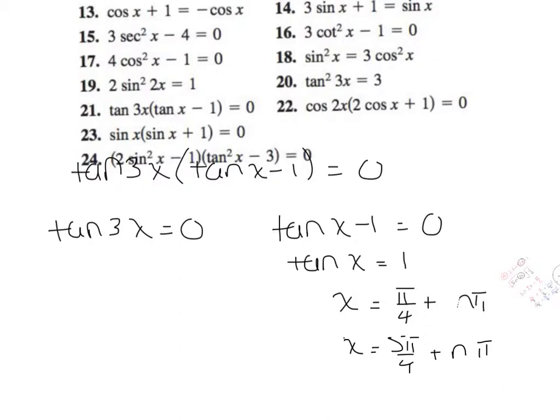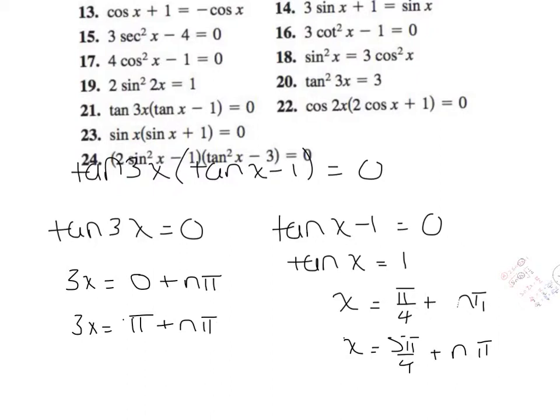Here you have a multiple angle. Where is tangent equal to 0? Well, tangent's equal to 0 at 0 radians, plus n pi. And it's also 0 at pi. I meant to write pi, not 0 again. So pi plus n pi.